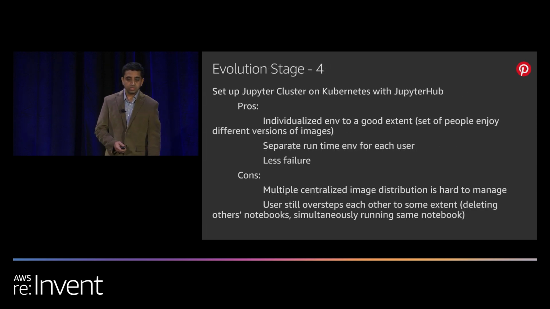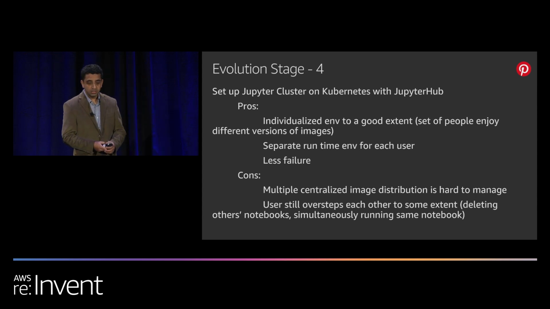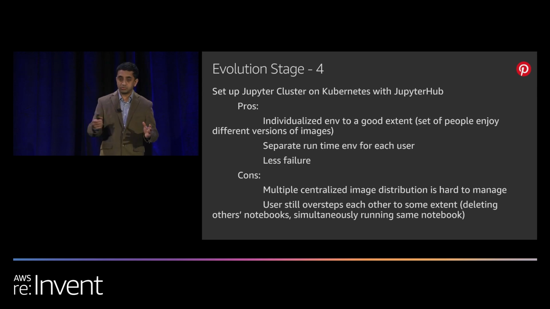Stage 4 is where you have an individualized environment using a Kubernetes cluster on JupyterHub, and everybody gets their own memory space. We are still using the same EFS, so that way you can share the notebook. And the runtime is separate and there are fewer failures. We rarely see any failure happening at a global level. Multiple centralized image distribution was a big challenge at that phase, and users still overstep each other because we are using a single EFS. That means if you save your notebook, you might be overriding the changes made by another person, but that's only at the storage level.